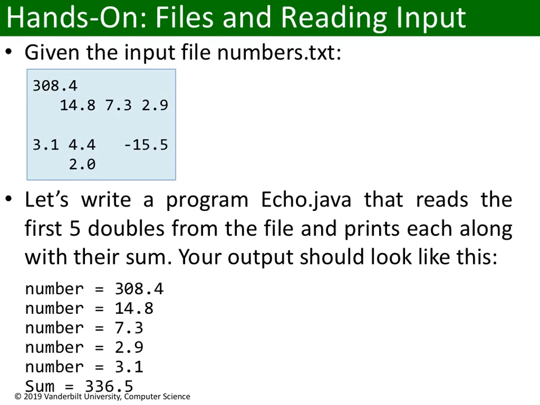So to test our understanding, let's write a program called echo.java that reads the first 5 doubles from the file and prints them along with their sum. So the output should look something like this: 308.4, 14.8, 7.3, 29, 31, and then 336.5.